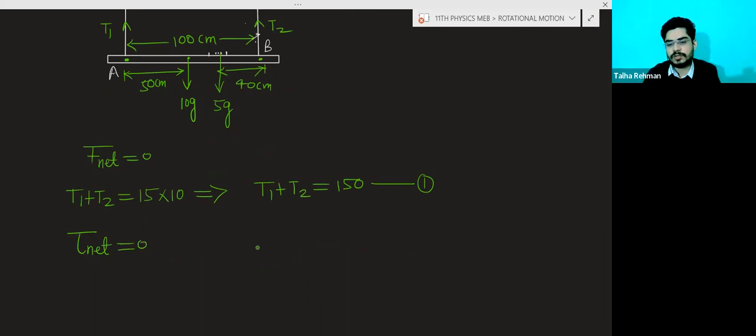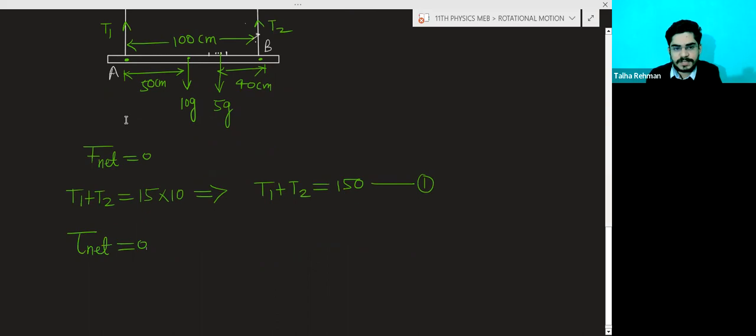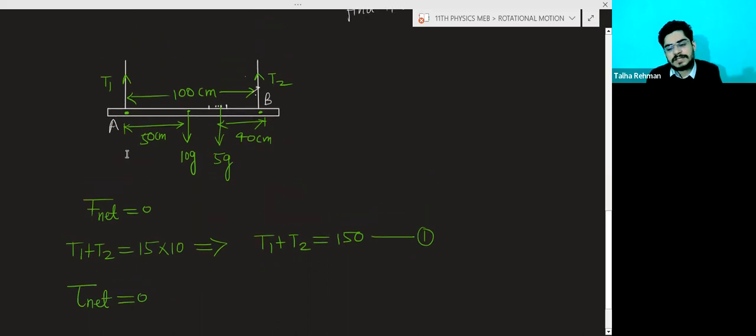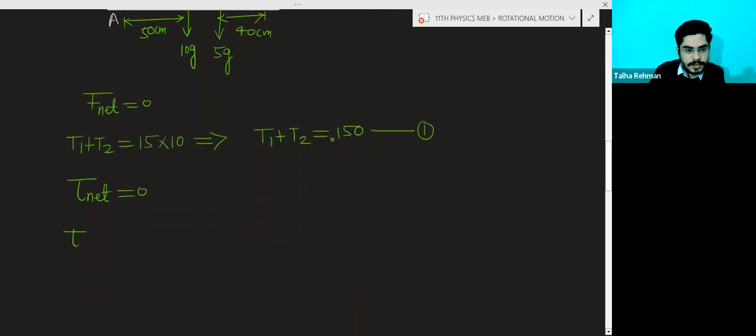Net torque on this rod about any point is equal to 0. So you can choose any point. If I am calculating torque about point A on this rod, that is equal to 0. Torque about point B is also equal to 0. Torque about any point on the body is equal to 0. So I am taking net torque about point A on this rod. We can write net torque about point A is equal to 0.